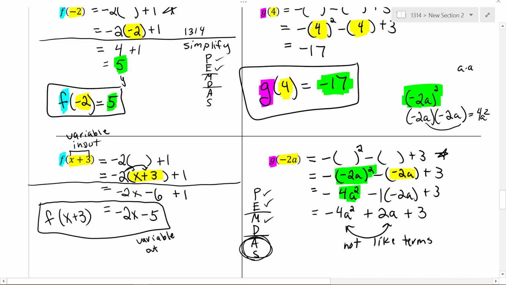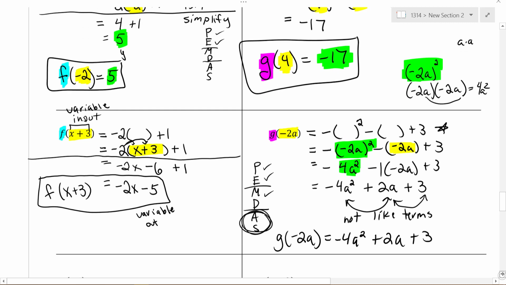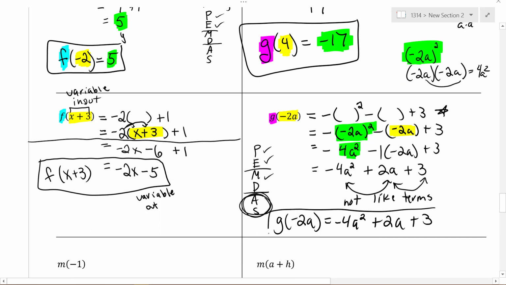When it comes to the adding or subtracting step, in order to combine terms, they have to be like terms, meaning they have to have exactly the same variable portion. This is also not a like term because it has no variable at all. So these three terms cannot be combined. So that's actually as good as it gets. So g of negative 2a is negative 4a squared plus 2a plus 3. That is our final answer, and that is actually as good as it gets.